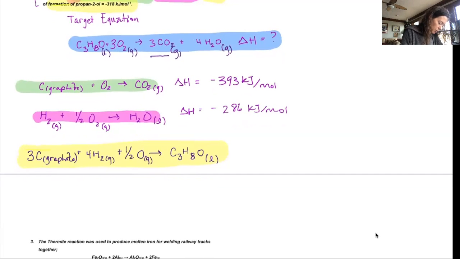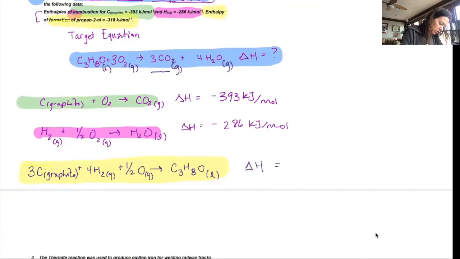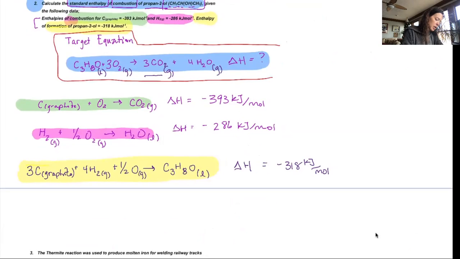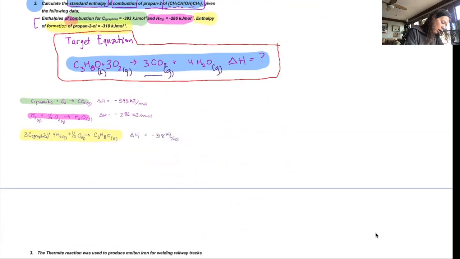Okay. We need to write our delta H for this. It's given to us up here as -318 kilojoules per mole of the propan-2-ol formed. All right, so now what we have, guys, is starting where we were the last time. We have our target equation, and we need to manipulate these equations that we have written that are now at our disposal so that they will give us our target equation. And that's what we are going to start doing.